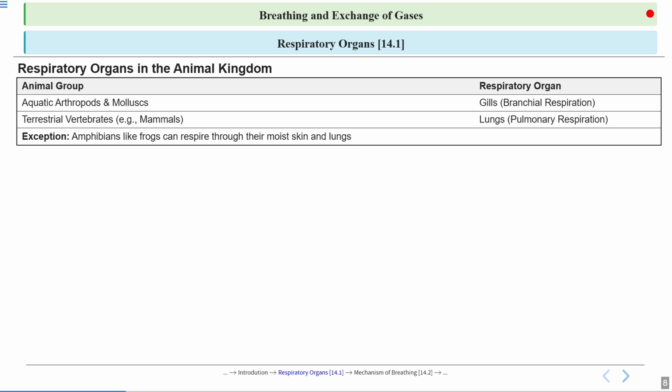Okay, so whenever they are in the water, they can respire through skin, and when they are on the land, they can respire through lungs. Respiration or exchange of gases, when it occurs through skin, is known as cutaneous respiration, and when the exchange of gases occurs through lungs, it is known as pulmonary respiration. So you should remember this: cutaneous respiration and pulmonary respiration.